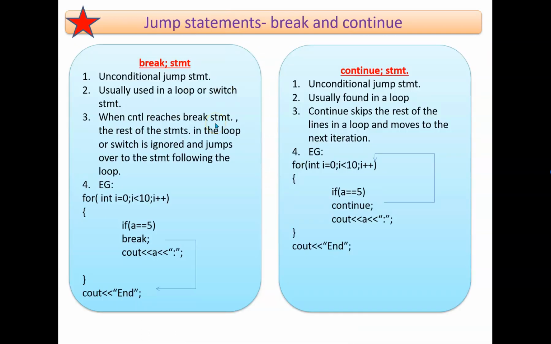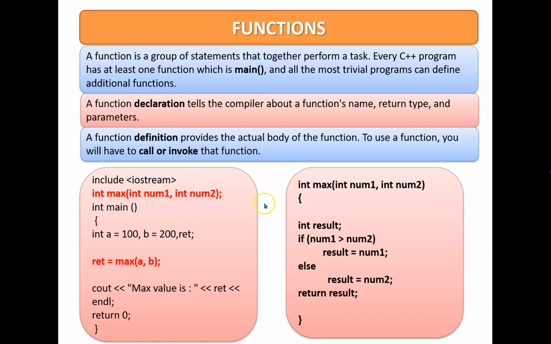So there are two common jump statements you use, and they're called jump because they change execution. We have break statements, which break you out of a loop or a switch. When the control reaches a break statement, the rest of the statements in the loop are ignored. Basically, it would jump from here to here. Continue says continue but go to the end of the iteration. So here, instead of going to the end, it would go to here. So if a equals 5, it won't print out a, but it will continue on with 6.